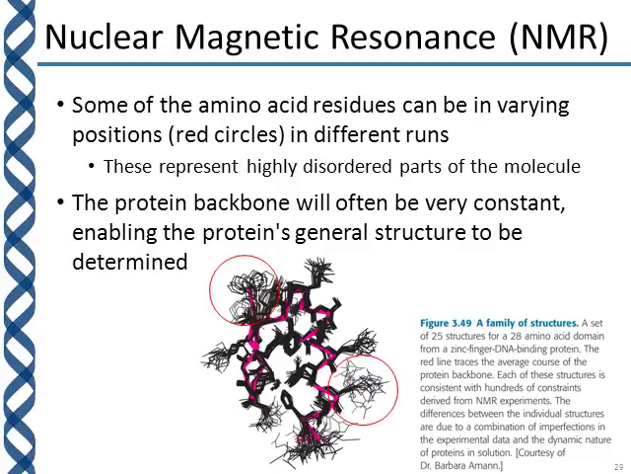In this particular diagram, we show a family of structures, a set of 25 structures for a 28 amino acid domain from a zinc finger DNA binding protein. The red line traces the average course of the protein backbone. Each of these structures is consistent with hundreds of constraints derived from the NMR experiments. The differences between the individual structures are due to a combination of imperfections in the experimental data and the dynamic nature of proteins in solution.